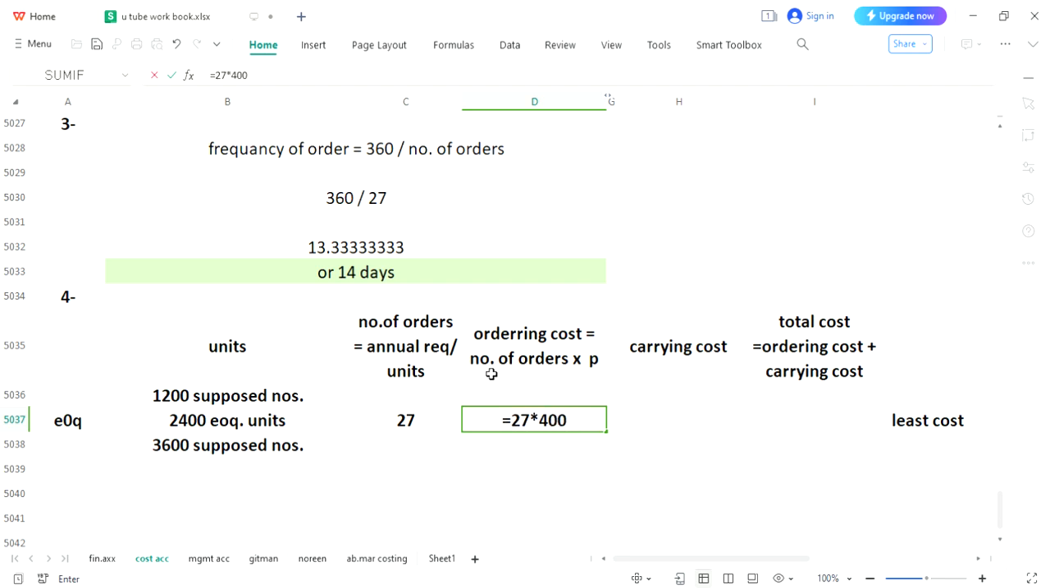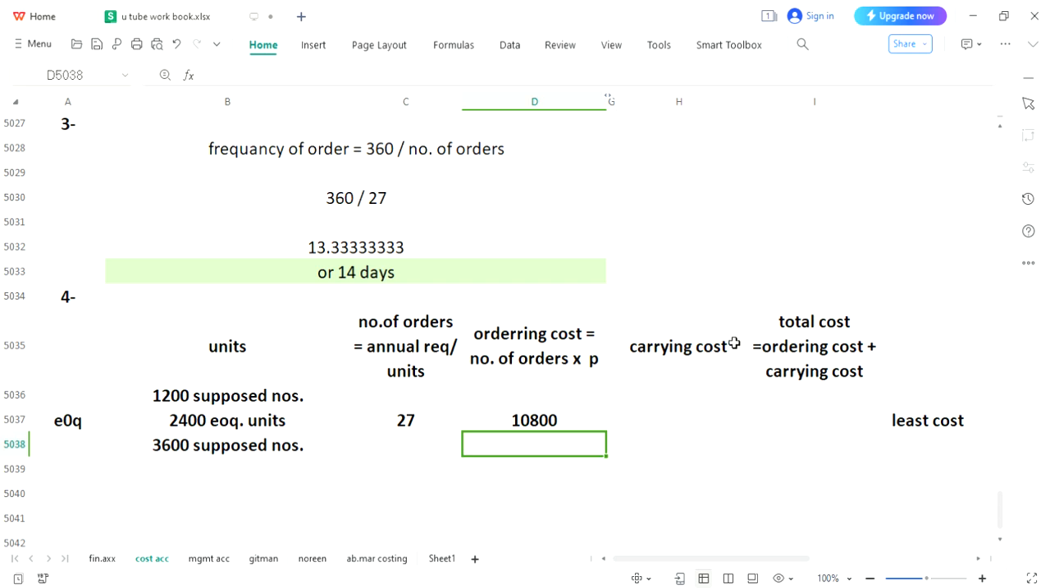How have we taken the number of orders? These are the number of orders we have recently calculated: 27. Ordering cost is calculated by taking the number of units into the cost of placing an order of 1 unit. So units are multiplied by the per-unit cost, and you have your ordering cost. This shows that if you give an order of 2400 units, your ordering cost would be 10,800.